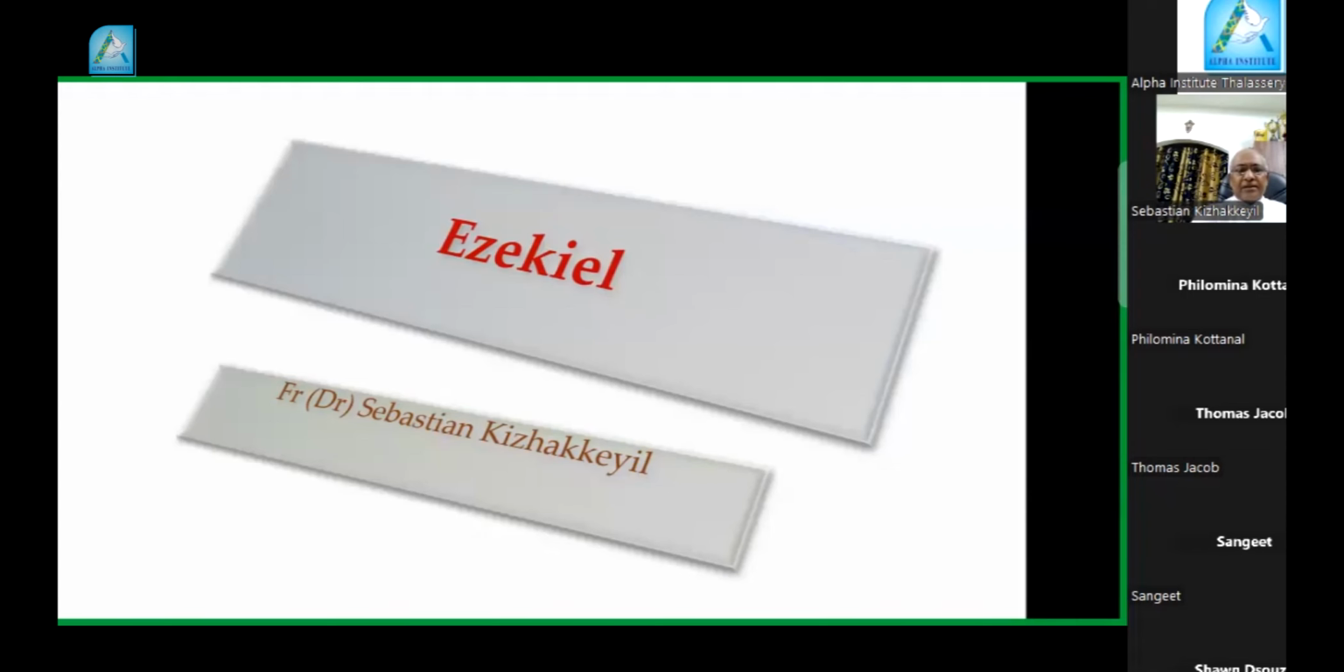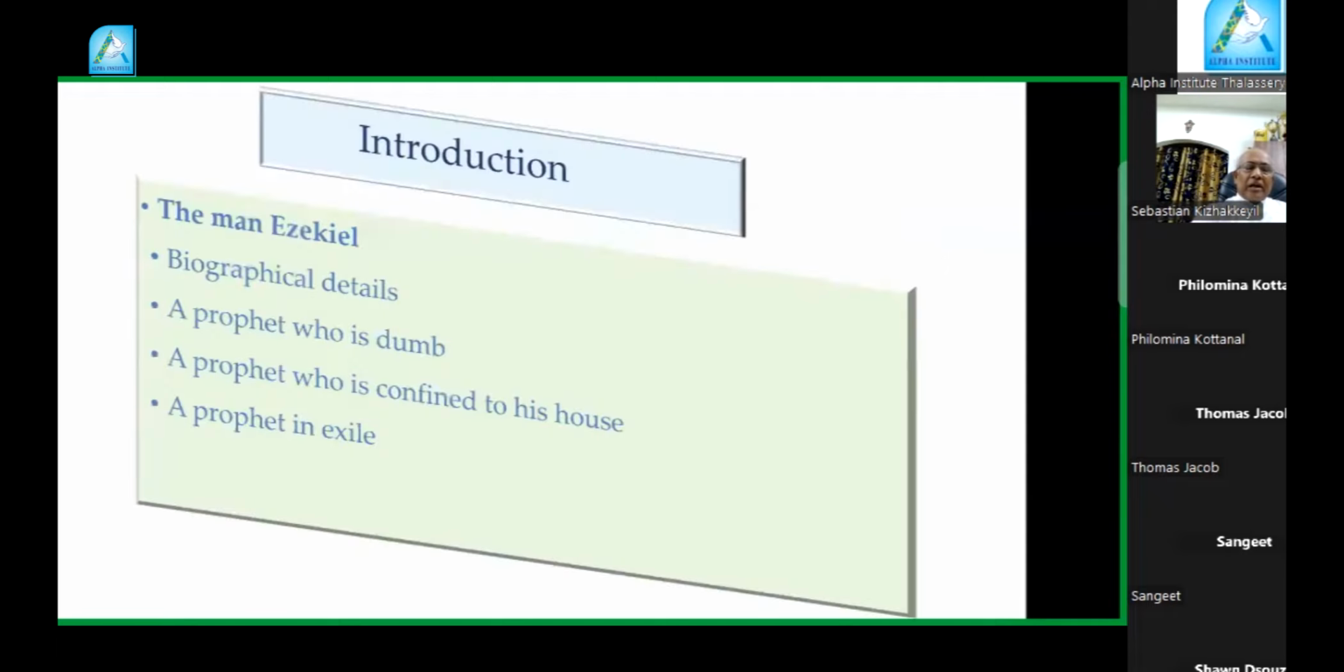However, today in this class, I will be following my own book, Ezekiel, published in 2007 by ATC Bangalore. First, I will be giving an introduction. In the introduction, I will present to you the man Ezekiel, his biographical details: a prophet who is dumb, a prophet who is confined to his house, a prophet in exile. Then the book of Ezekiel.